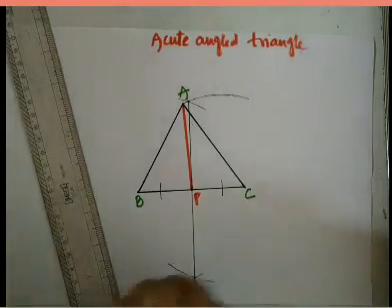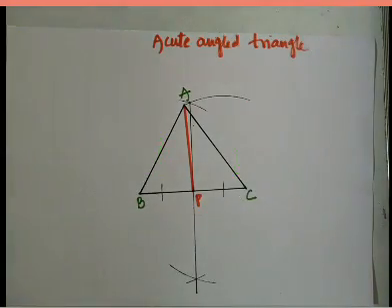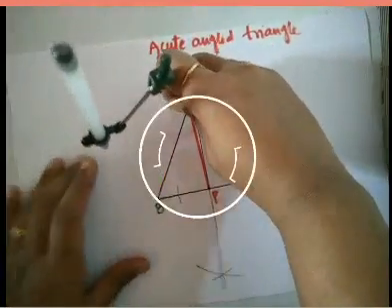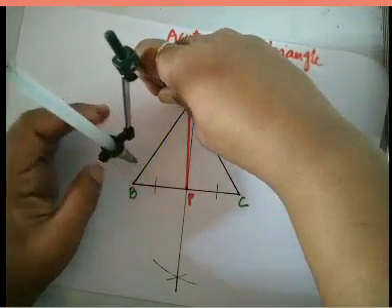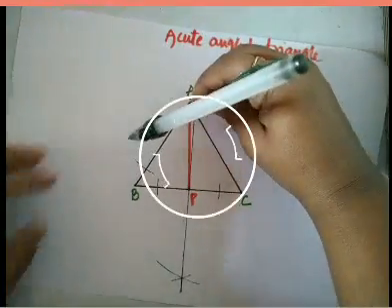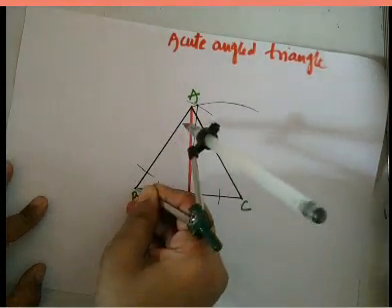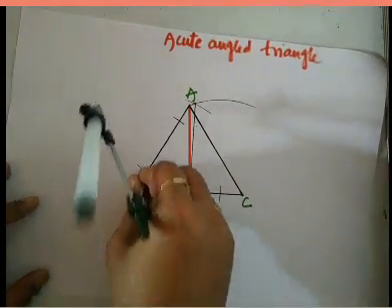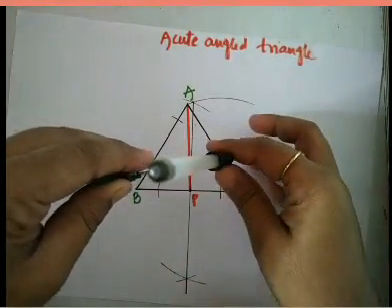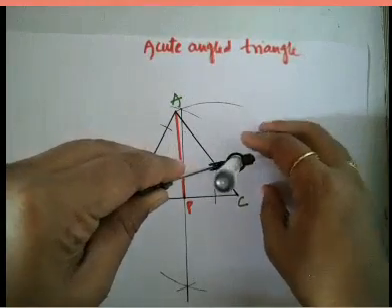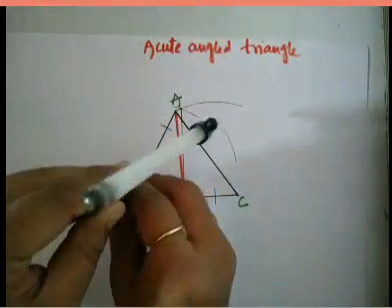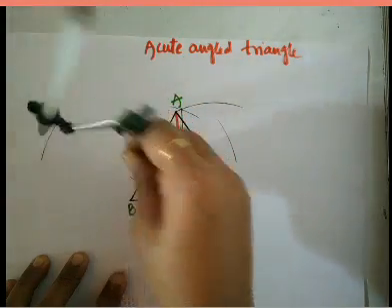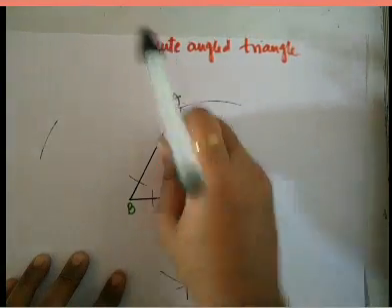Now I will come to the second segment. I'll now start with segment AB. I'll keep the pointer on A, take more than half distance, and draw an arc here. Without changing the distance, keep the pointer on B and draw an arc here. Now on this point of intersection of arc and segment, keep the pointer, take a particular distance, and draw an arc up and down. And now without changing this distance, keep it on this point.